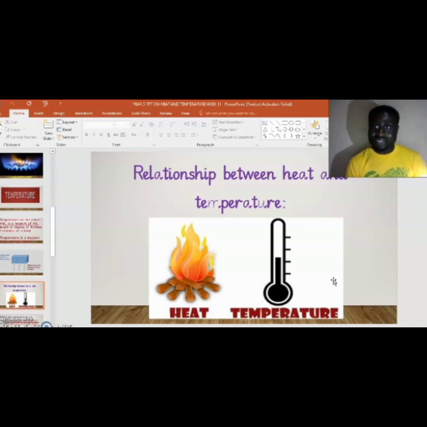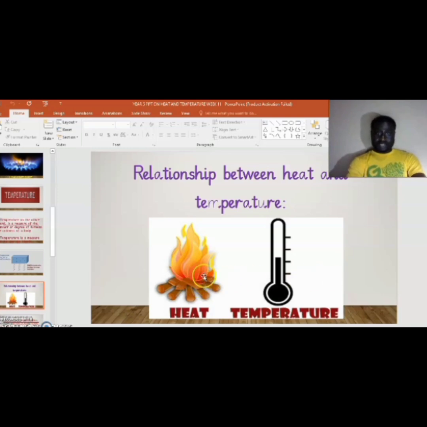Temperature goes as far as determining how well an individual is. Because if your body temperature falls below normal, which is 37 degrees Celsius, or goes above it, then it's an indication that such an individual is probably sick or infected with a particular infection and might need the services of a medical personnel and so on. So having said that, let's look at the relationship between heat and temperature.